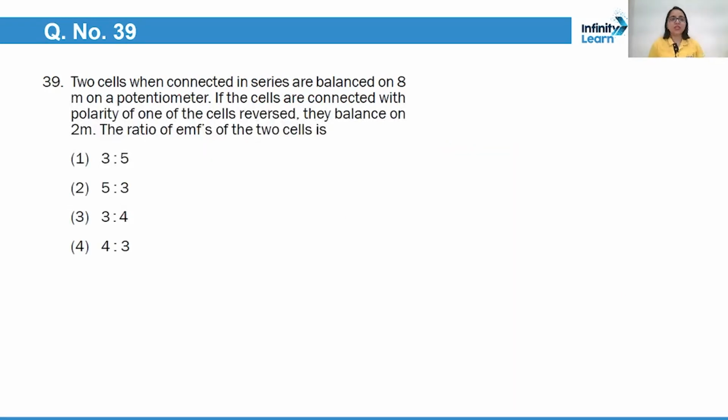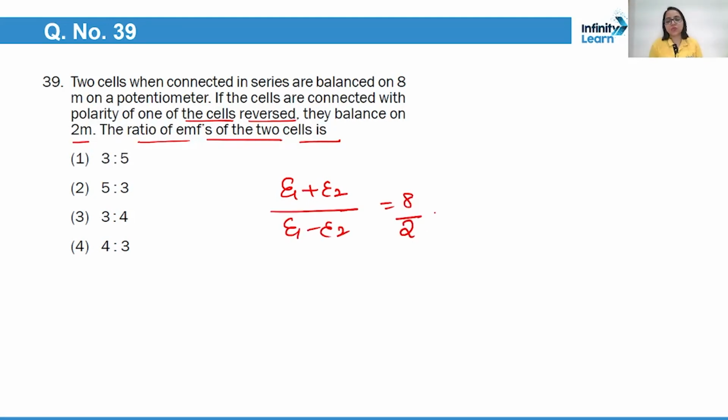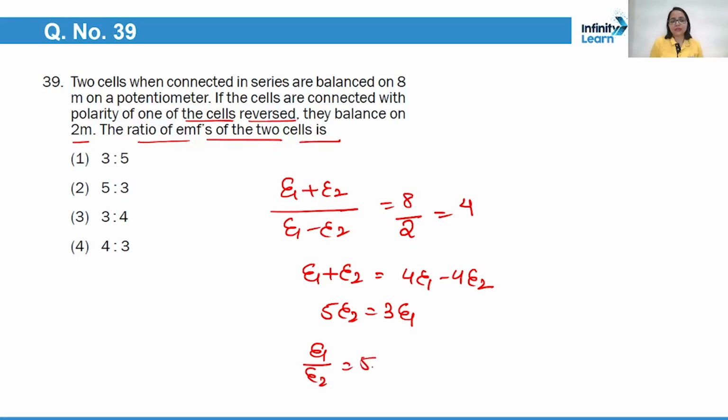Question number 39. Two cells when connected in series are balanced on 8 meter on a potentiometer. Right. If the cells are connected with the polarity of one of the cells reversed, the balance is on 2 meter. The ratio of EMFs of the two cells is. So (E1 plus E2) upon (E1 minus E2) is given as 8 by 2, that is 4. So E1 plus E2 is 4E1 minus 4E2, or you can write it as 5E2 equals 3E1. So E1 upon E2 is 5 upon 3, which is option 2.